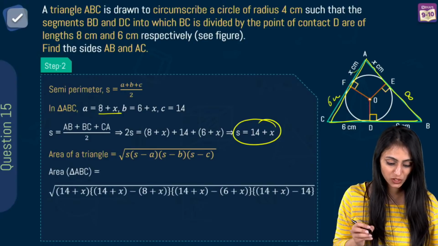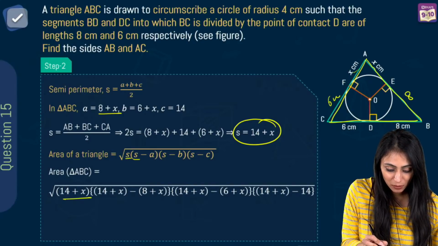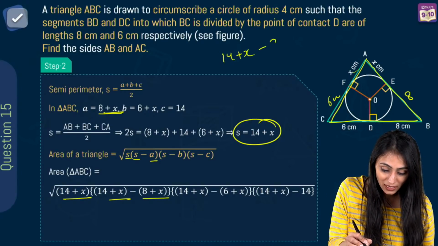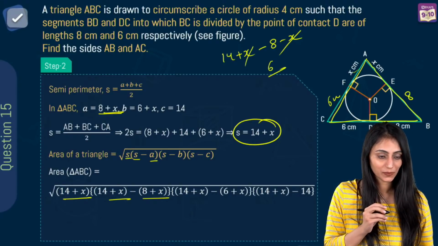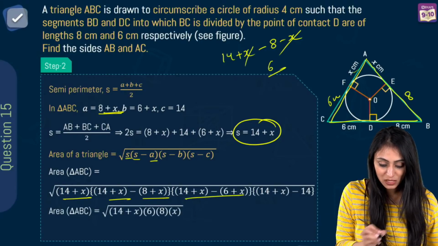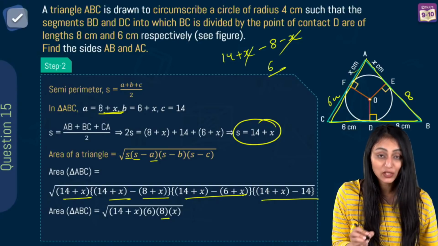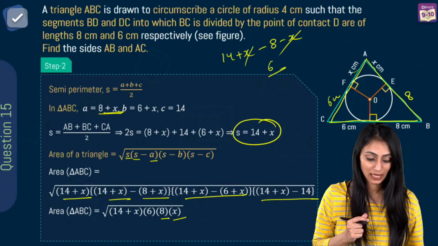So I'm going to substitute here. S is 14 plus x. S minus A, 14 plus x minus 8 plus x. Put this in bracket because when you open the bracket, 14 plus x minus 8 minus x, x cancels, you get 6 only, right? Similarly, when you simplify this, x will get cancelled, you will get 8 only. Similarly, when you open this, 14 will get cancelled and we will have x only, right?